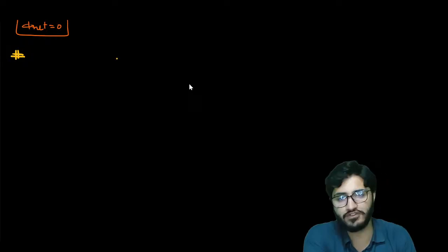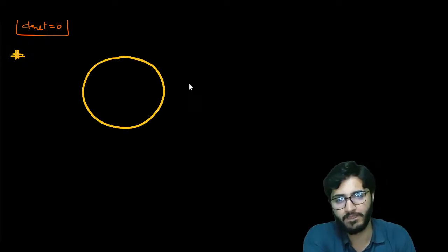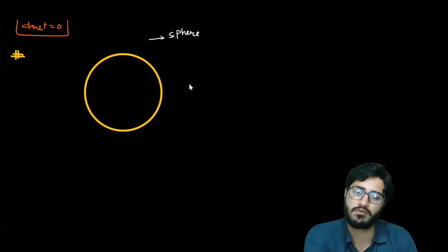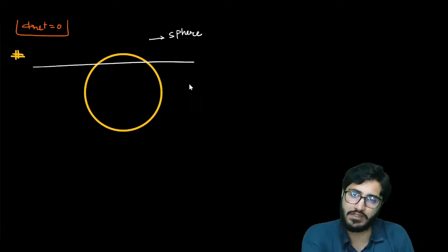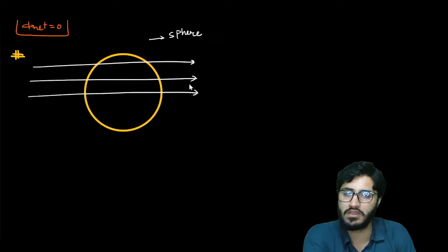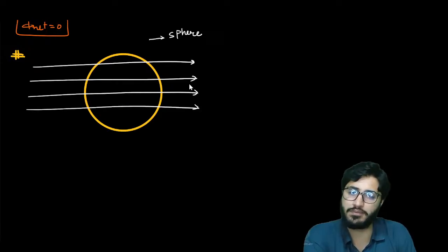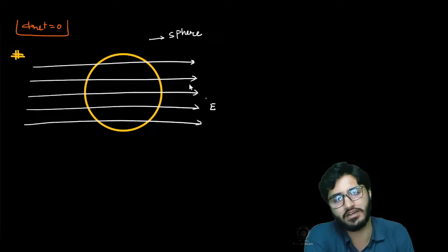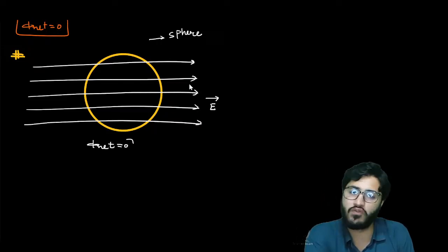If we have a sphere, this sphere, and my lines are in this way, these white straight lines represent the electric field. Clear now? One thing we know for sure is that phi net is 0. We know that.